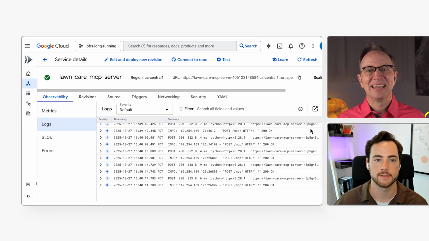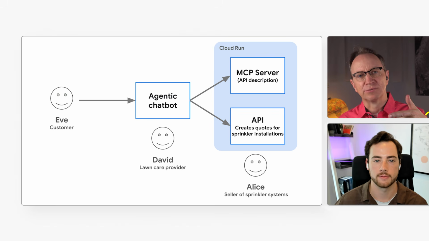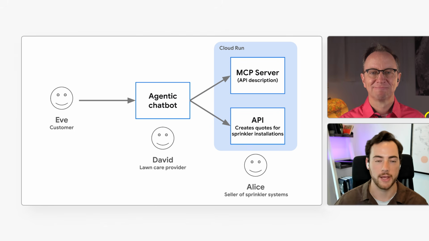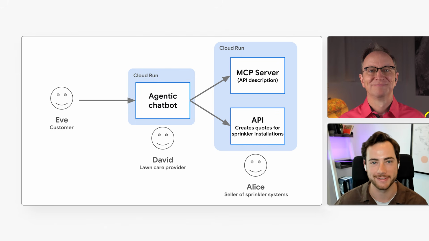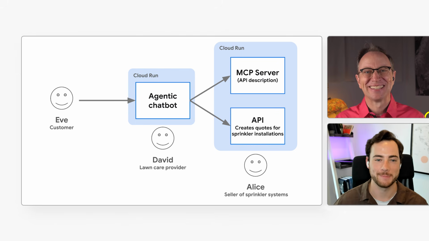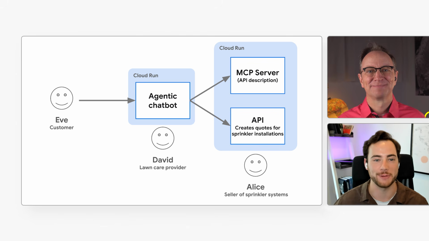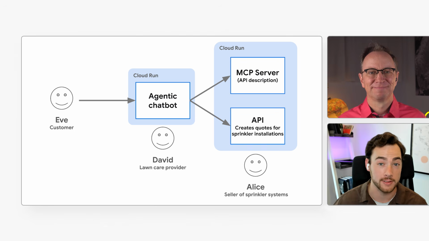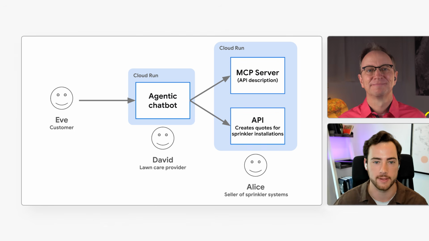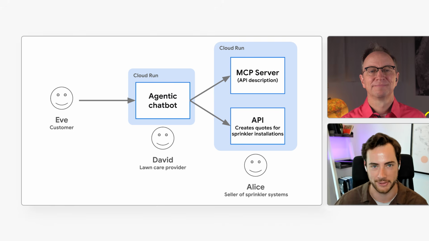That makes sense. And where would David run his agent? Another good question. The agent was built using Google's ADK, or Agent Development Kit, and it was also deployed to Cloud Run. Wow, a lot of Cloud Run in this example, huh? Yeah, Cloud Run is serverless, which makes it really easy to deploy agents, MCP servers, or APIs. Google handles the configuration and scaling so that you can release faster.